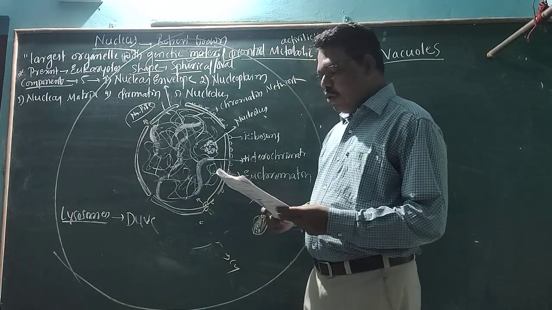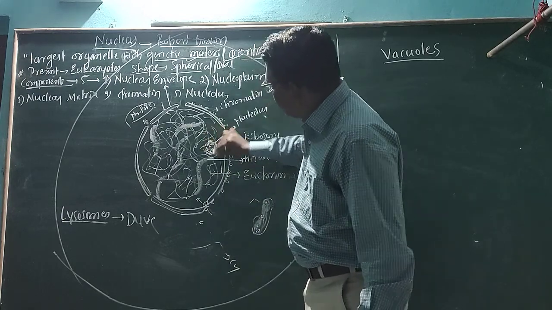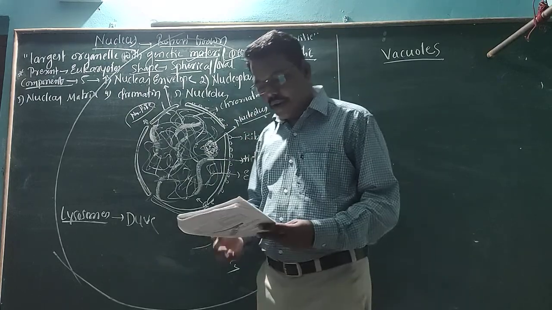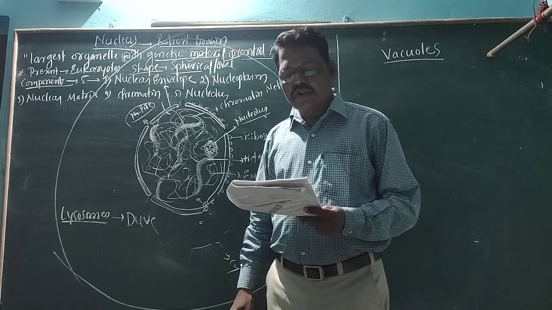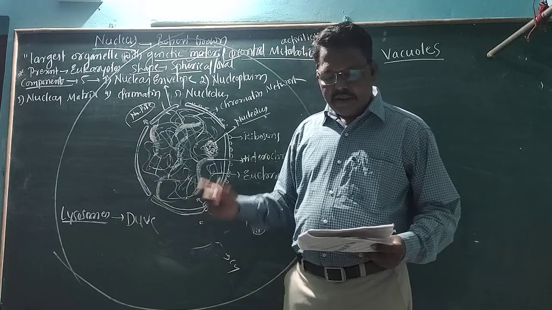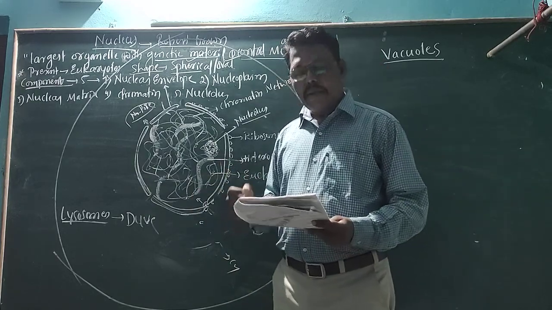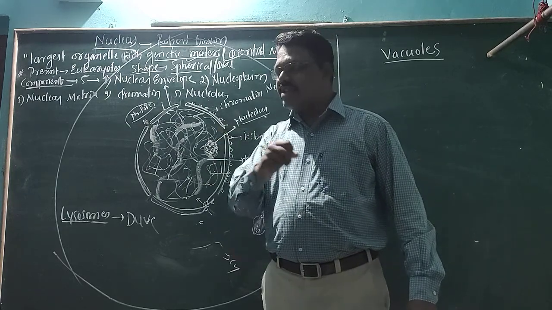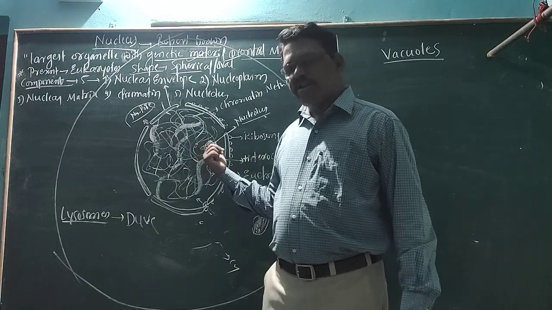Then the next one, nucleolus. Here you will see another dark region. This one is the what? Nucleolus. It was first discovered by Mr. Fontana. It is darkly stained. It may be spherical, dense, or a granular body. It is membraneless. You must mind it. Within cell biology, there are some membraneless organelles, and it is also one of them.